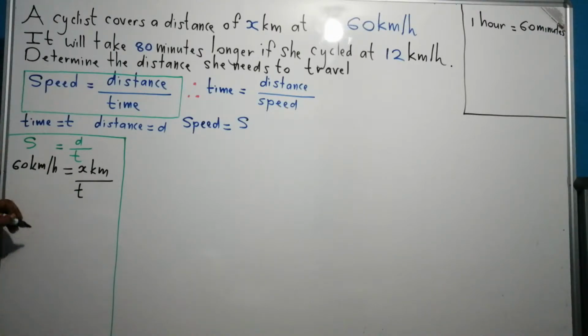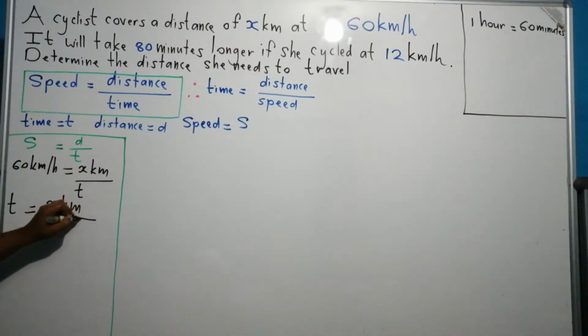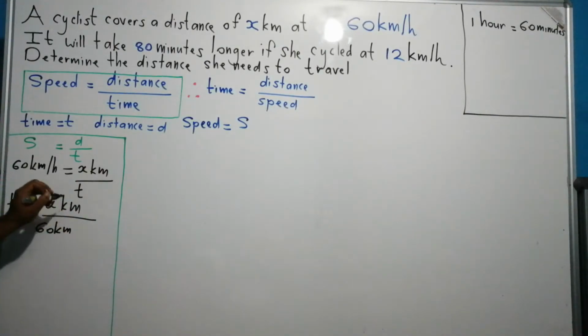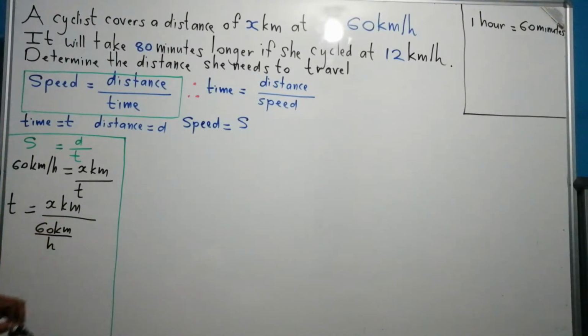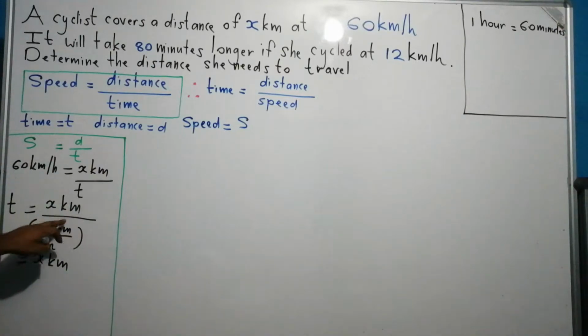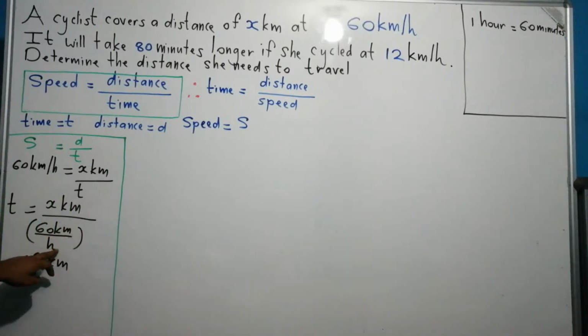So our t, if we make t the subject of the formula, t is going to equal X kilometers divided by 60 kilometers per hour. So I'm just showing you the units of measurement. So we got X kilometers. Now there's my fraction here. I'm dividing by 60 kilometers per hour.